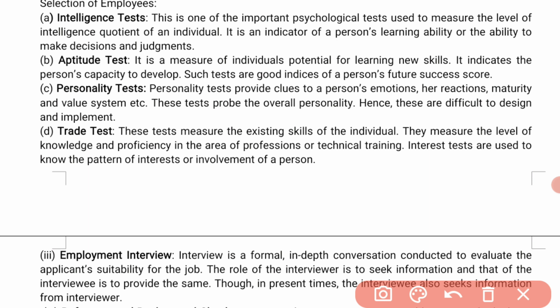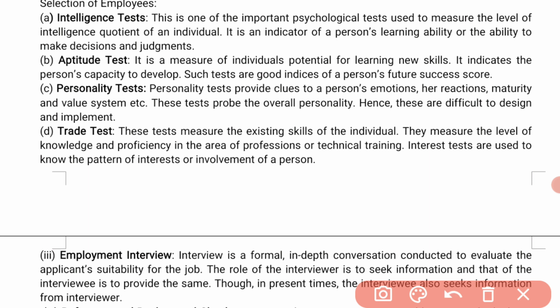And next, the fourth test, it is the trait test. These tests measure the existing skills of the individuals. They measure the level of knowledge and proficiency in the area of professions or technical training. Interest tests are used to know the pattern of interest or involvement of a person. So these are the tests which take place in the second step in the process of selection.